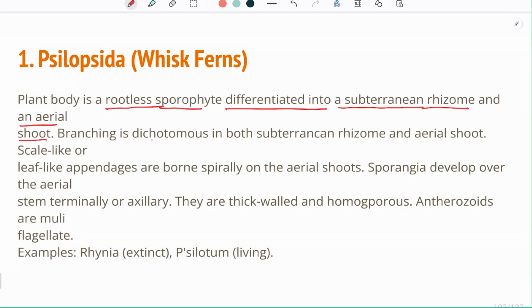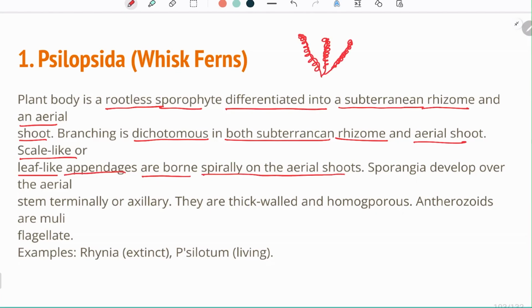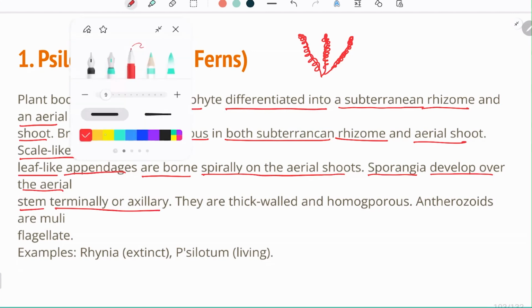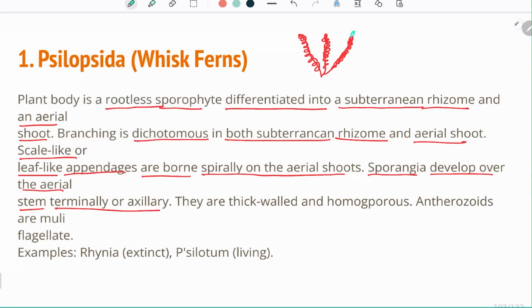Scale-like or leaf-like appendages are borne spirally on the aerial shoots. So when the aerial shoots bear either scale-like or spirally arranged appendages, the sporangia develop over the aerial stem, terminally or axillary. I have also shown you that they are usually borne terminally. If we assume that this is the terminal portion, the sporangia will be borne terminally.